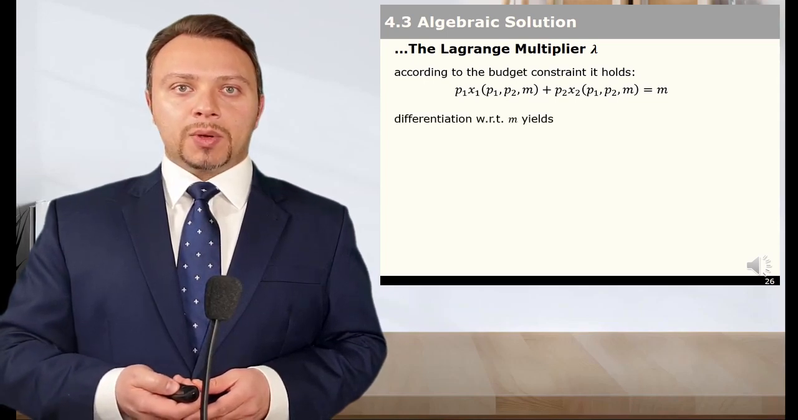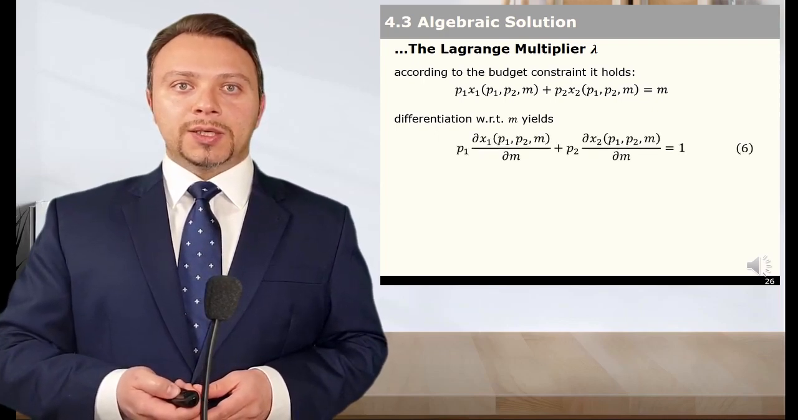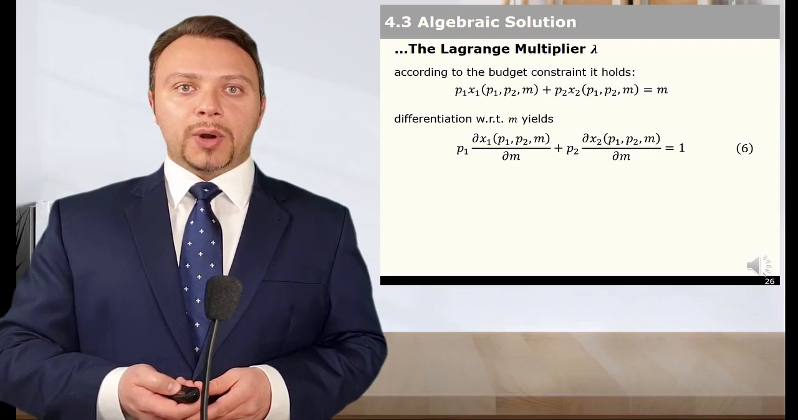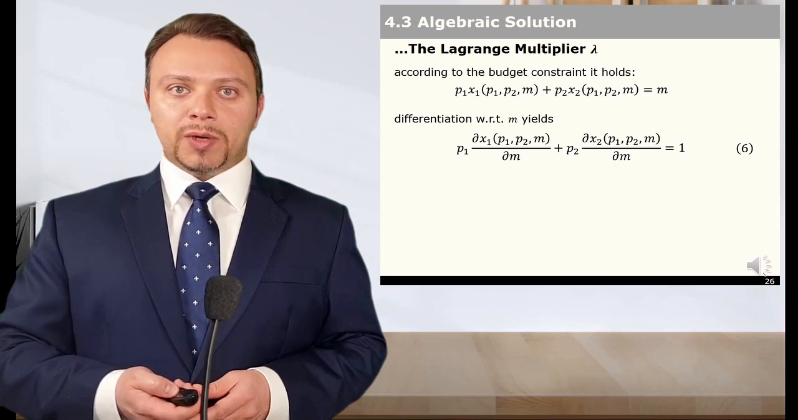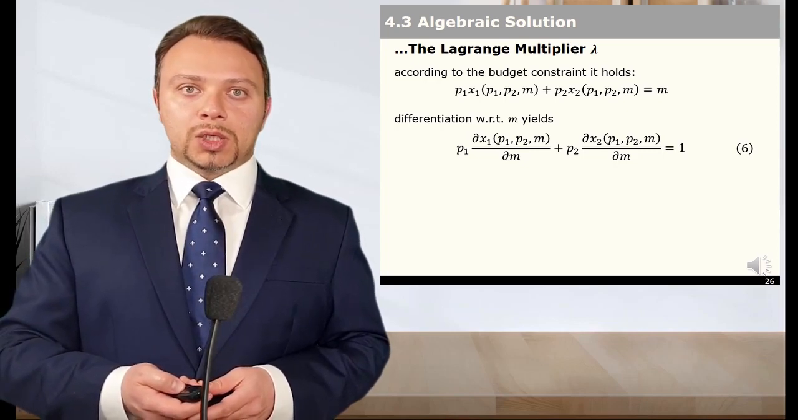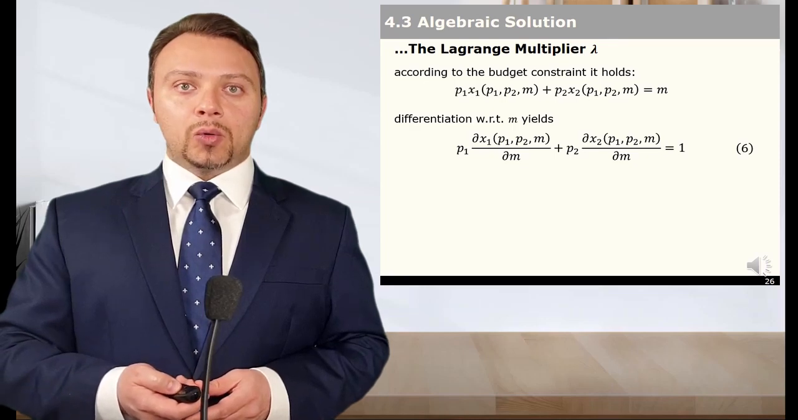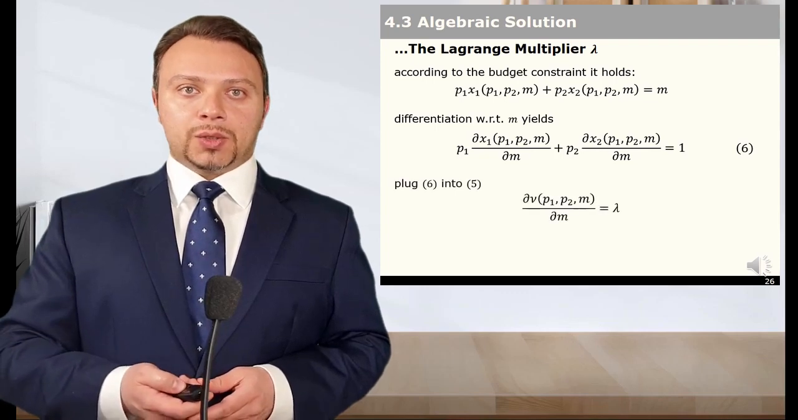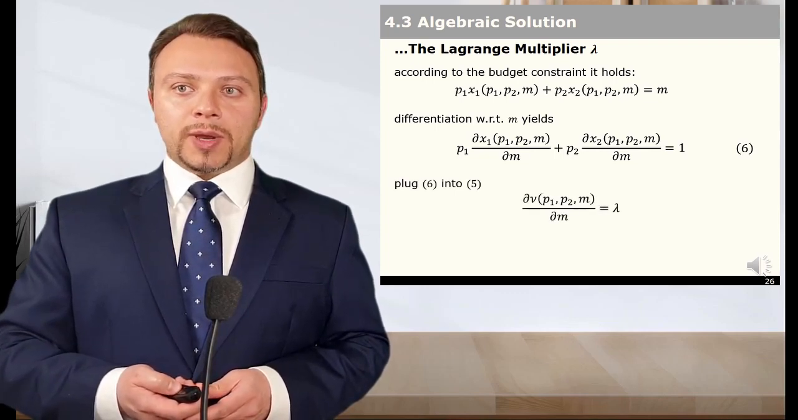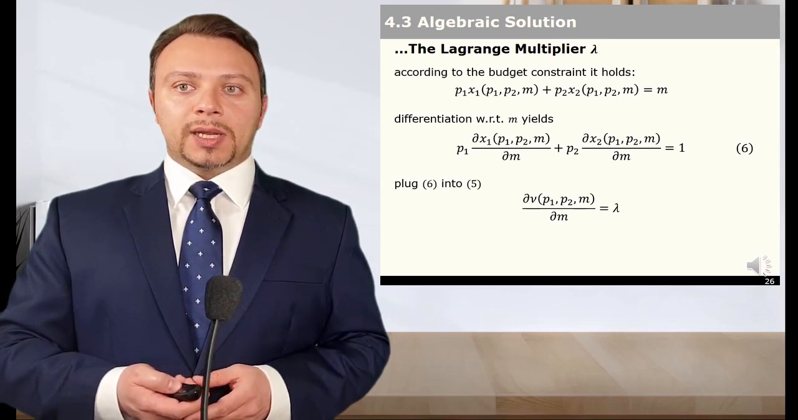Differentiation with respect to m will yield the following expression. The left side is just the term that we had in the brackets, and on the right side we take the first derivative of m with respect to m, so it's just 1. So we can infer that in equation 5 on the previous slide, we can substitute the whole expression in brackets by 1. Doing so will result in equation 5, where on the right side only lambda is left.